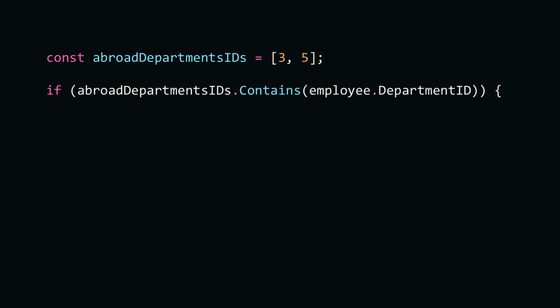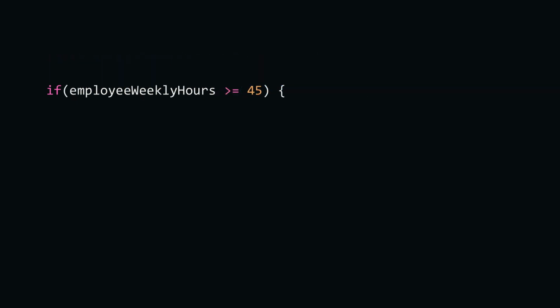Okay, so one problem with explicit values is that they are meaningless. But let's consider another problem. And for that, let's go back to our first example, comparing employee weekly hours to 45. Remember, we know that 45 is the number of hours it takes for an employee to work in a week in order to get a bonus, although this can't be understood just by reading this if statement. Now, suppose some developer gets a task to change the number of hours it takes to get a bonus from 45 to 40. So, he finds this if statement and changes the number 45 to 40.